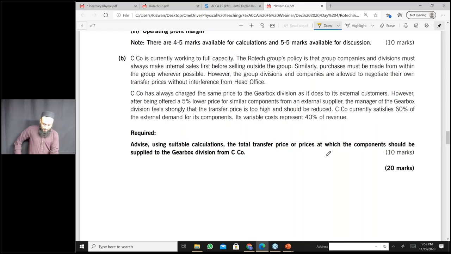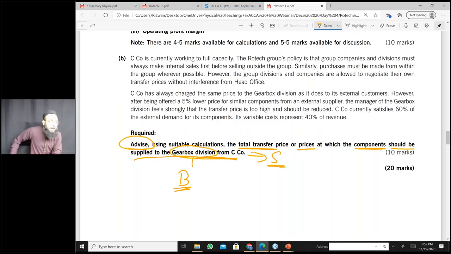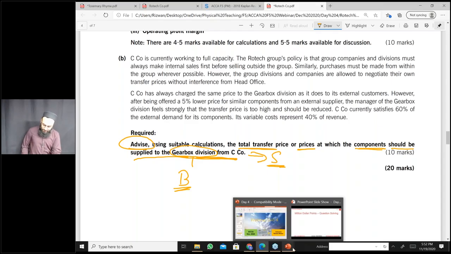Requirement says advise using suitable calculations the total transfer price or prices at which components should be supplied to gearbox division. Gearbox is basically the buying division. From CC it's the selling division. Okay, so advise using suitable calculation. Come on, tell me what you think, which type of category suits here.